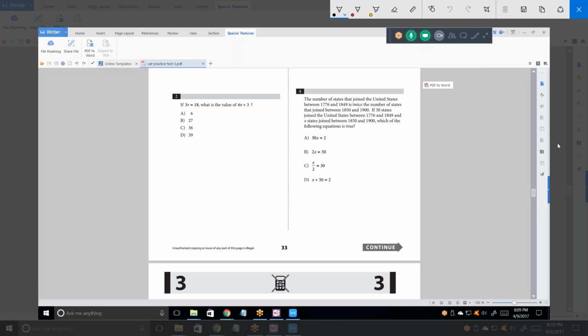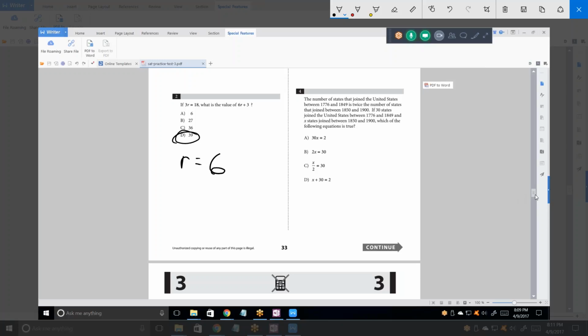That's cool. So on number 2, solve that for R. What's R going to be equal to? Okay. What is the value of 6R plus 3? So R equals 6. 36 plus 3. 39. Cool.